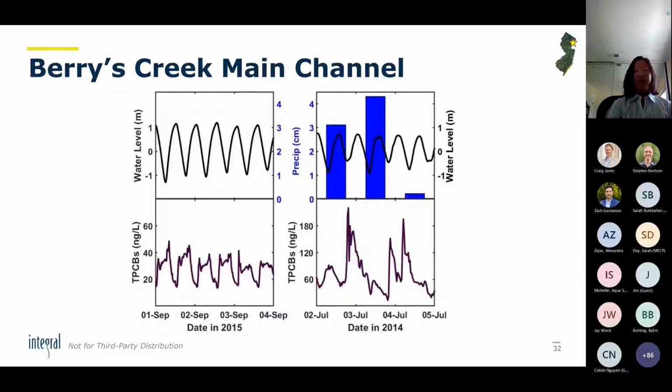So the optics model successfully extended our discrete sample measurements of COCs from intermittent or periodic sampling to continuous time series at 15-minute intervals. These high-resolution results enable the examination of COC variability in the context of physical processes. We show here time series of water level and daily precipitation in the upper row, and optics-derived total PCB concentrations in the bottom row.